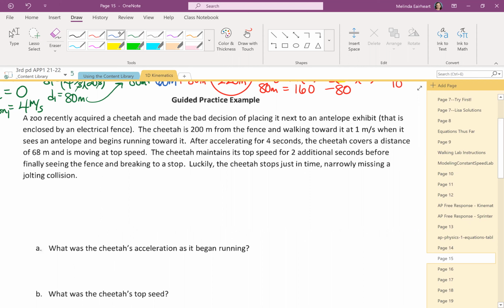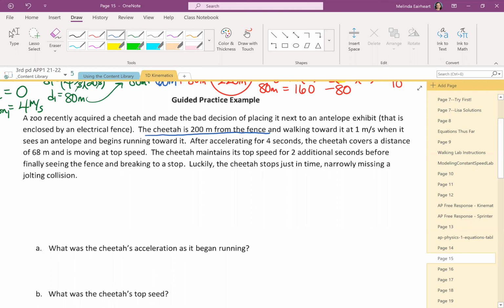No. Okay, here comes the physics. The cheetah is 200 meters from the fence. The cheetah's just walking there at 1 meter per second. We just didn't want it to start from rest, okay? You'll do a lot of problems where the object starts from rest and you go like, yay, initial velocity 0. We wanted some initial velocity, not 0.